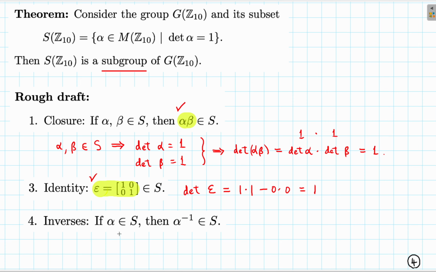So finally, we have to show that if alpha is in S, then its inverse, which we already know exists because G is a group once again, is also in S.